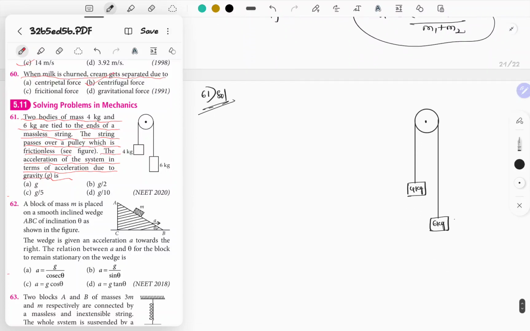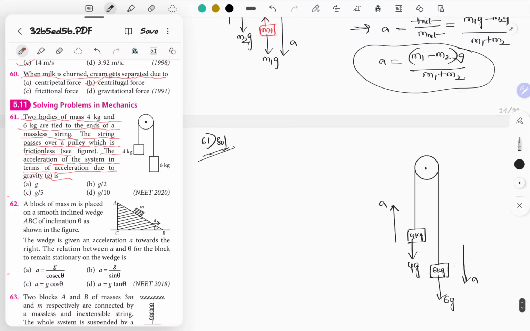So whose mass is greater? 6 kg is greater or 4 kg is greater? Definitely 6 kg. So its weight acts downward and is represented as 6g, and the other is 4g. Definitely 6g moves downward with an acceleration a. 4g will move upward with an acceleration a. Let me stretch the system along the horizontal direction. So you have to stretch the system after representing the masses. Don't stretch it before representing the masses. Okay, 6g right side, 4g left side.